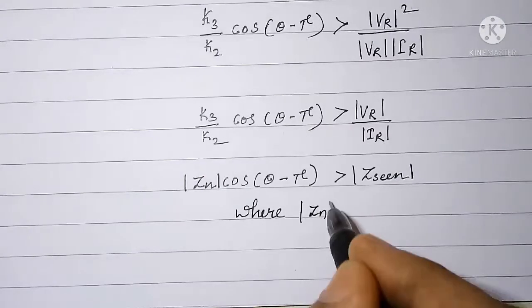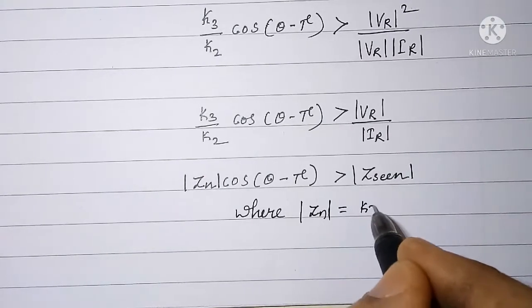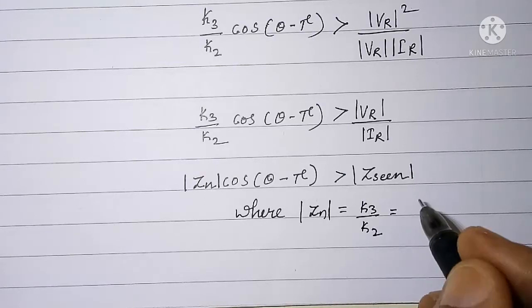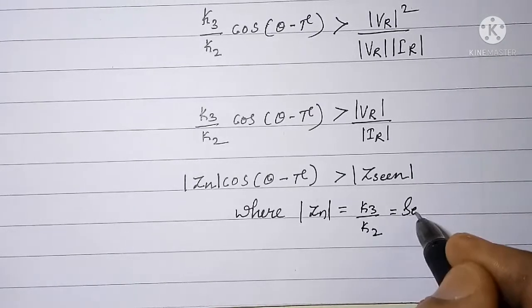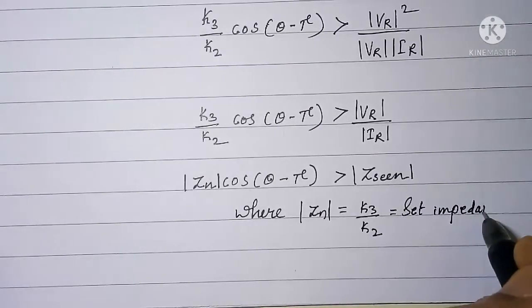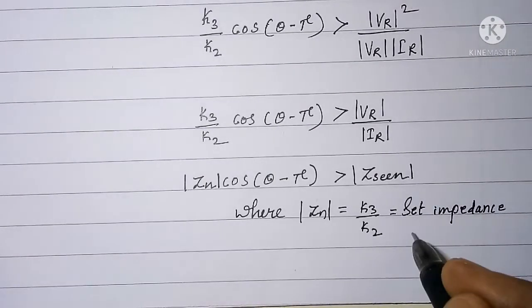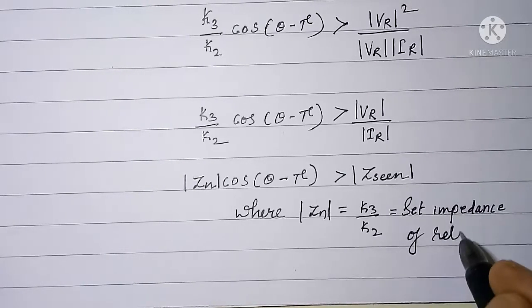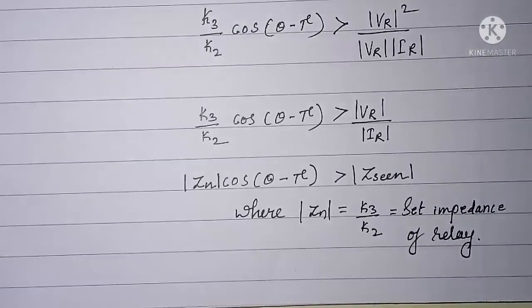Where Zn is nothing but K3 by K2 equal to set impedance of relay.